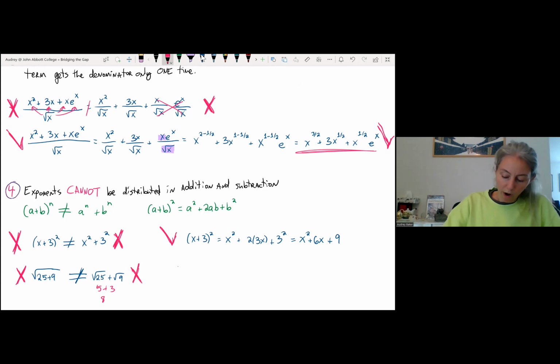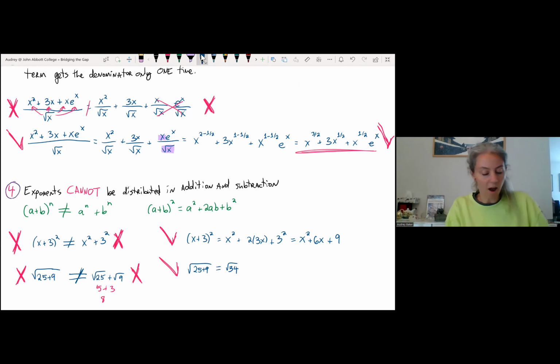The square root of 25 plus 9 is just the square root of 34, and that is definitely not 8. So that radical cannot be distributed inside.